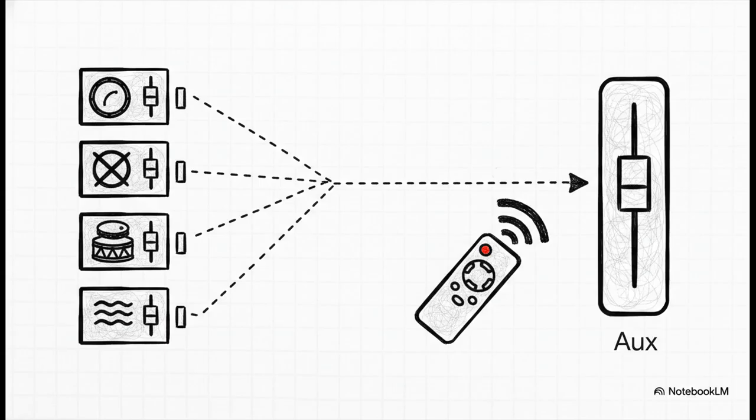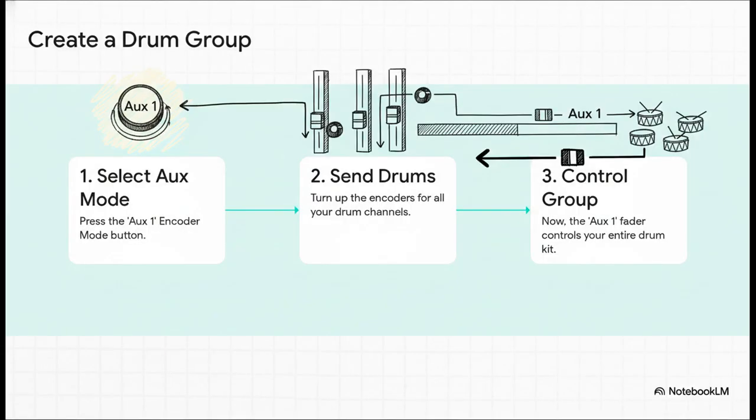You send all your drum mics to one aux bus, and from then on, that single aux fader becomes the master volume for your entire drum kit. So here's how you do it. First, you press the aux1 button, just like we did for the effects earlier. Second, you go through and use the encoders to send all your drum channels over to that aux1 bus. And that's it. You're done. Now, that fader labeled aux1 is your drum group master.